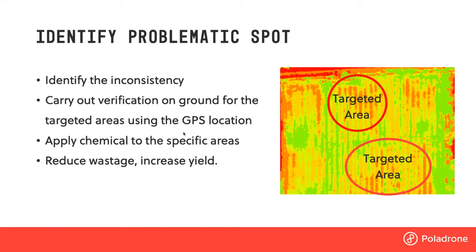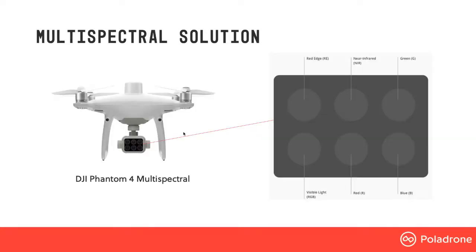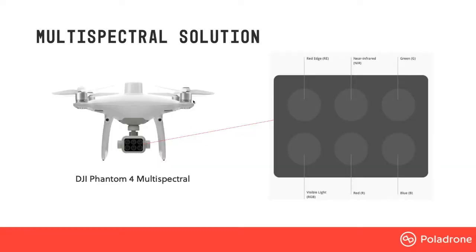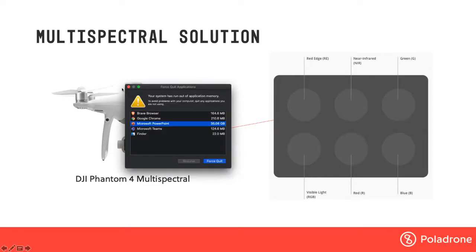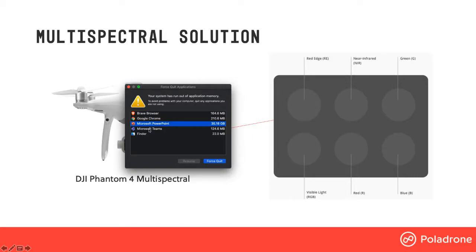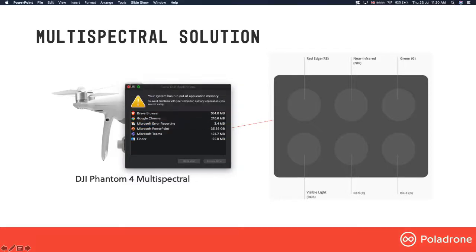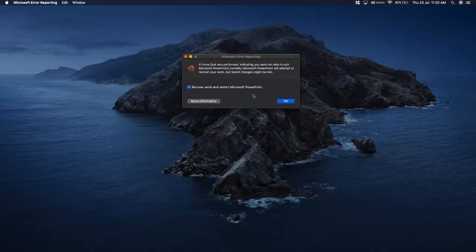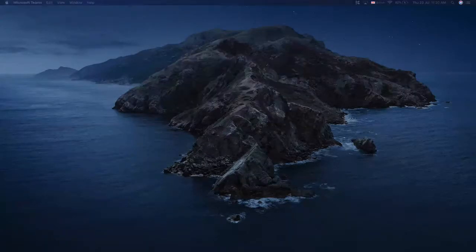In this scenario, the proposed solution that we're going to propose is the DJI Phantom 4 Multispectral. DJI has come out with a solution where the camera is equipped directly with multispectral capability. For the camera, it has 6 lenses, covering red, green, blue, RGB, and also red edge.